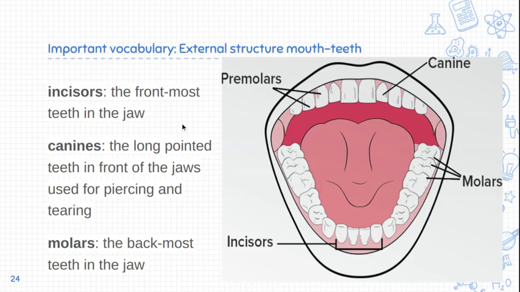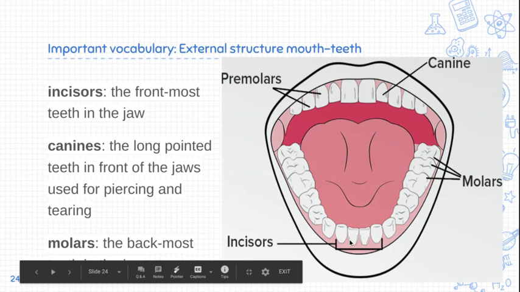So maybe take your hand, put your hand near your chin, but then put it up a little bit. And then those teeth, you feel those teeth in the front, those very few teeth in the front here. Those first few are your incisors. They're the frontmost part.